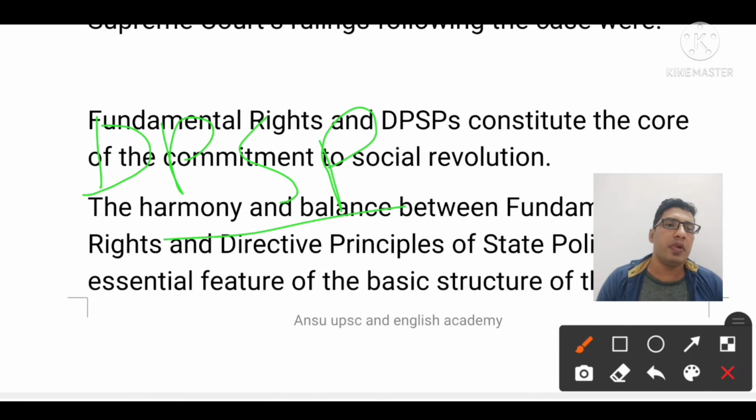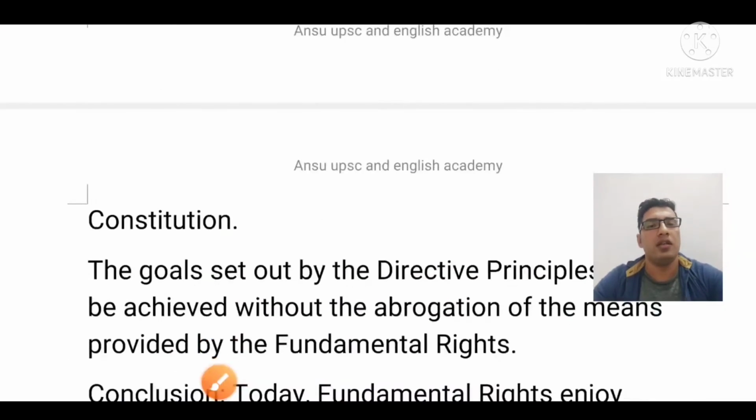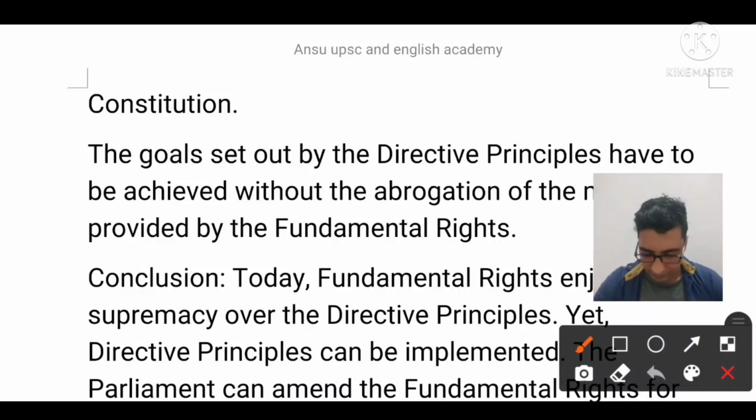Even Pandit Nehru said the DPSP are like a blank check. What is the blank check? It means right now our government is not able to provide all the DPSP, but in the future, if we are in that condition, that blank check can be filled by our government and we will be able to enjoy whatever rights the DPSP provide us.